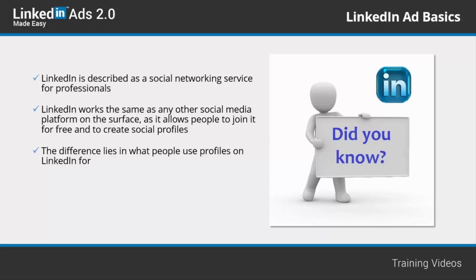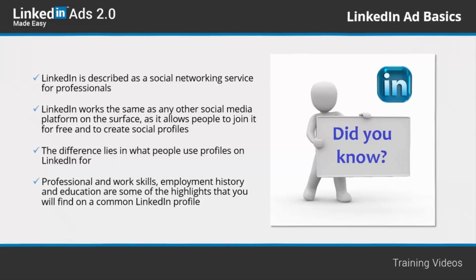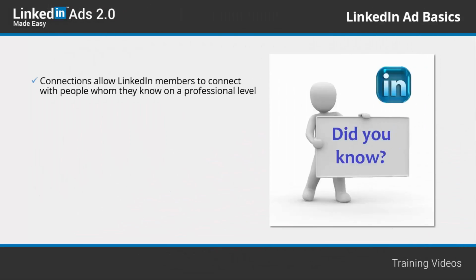Whereas profiles on other social networks are mostly designed to showcase people's interests, hobbies, and everyday moments, LinkedIn is designed to highlight professional, business, and career-related information. Professional and work skills, employment history, and education are some of the highlights that you will find on a common LinkedIn profile. And contacts are called connections to give a professional tone to interactions made by users of the platform. Connections allow LinkedIn members to connect with people whom they know on a professional level, whether online or offline.